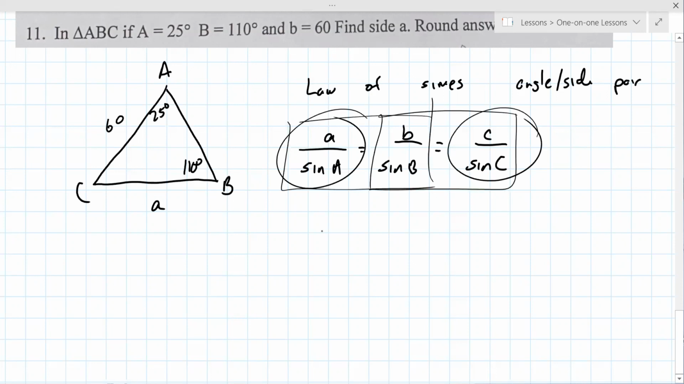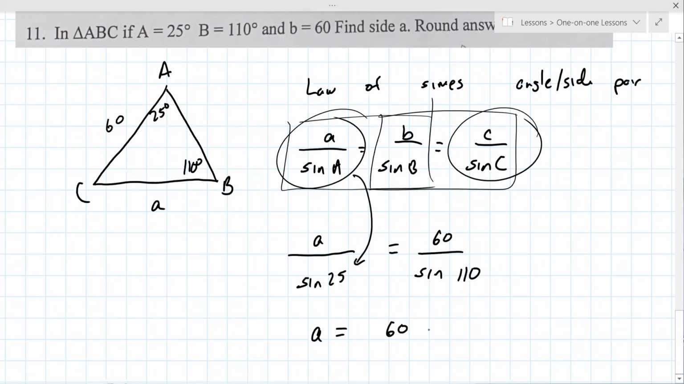So here you're trying to find a. You're trying to find a over sine 25, because big A is 25, equals b, which is 60, over sine of big B, which is 110 degrees. So this right side is a number. This is a number. So a is 60 sine 25 over sine 110. And if you wanted to, you could round these to like 4 decimal places. Okay.